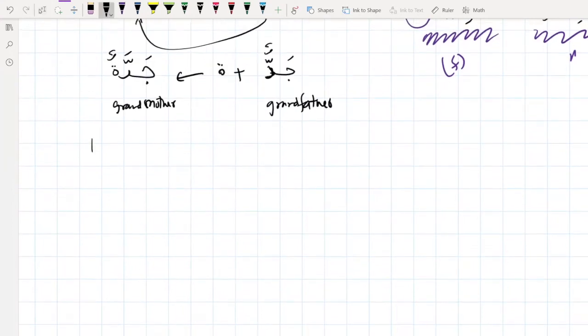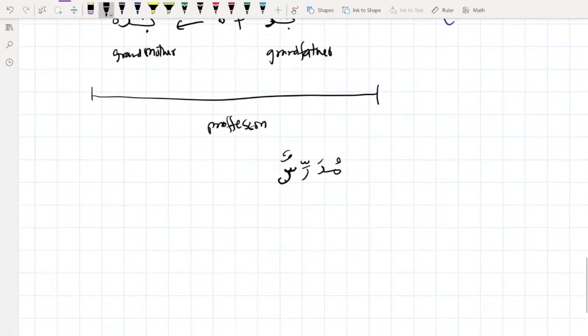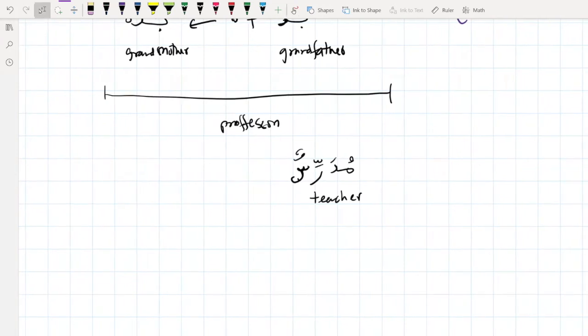And here's one set of nouns that works most of the time. One set of nouns, which is professions. So for example, mudarrisun. What is mudarris? It is a teacher. It would be really bad if we had to learn another word just to refer to a female teacher. In the Arabic language, you know there's no way we're going to have the same word for male teacher and female teacher, because the language always distinguishes, especially when it comes to human beings. So what is the female teacher?